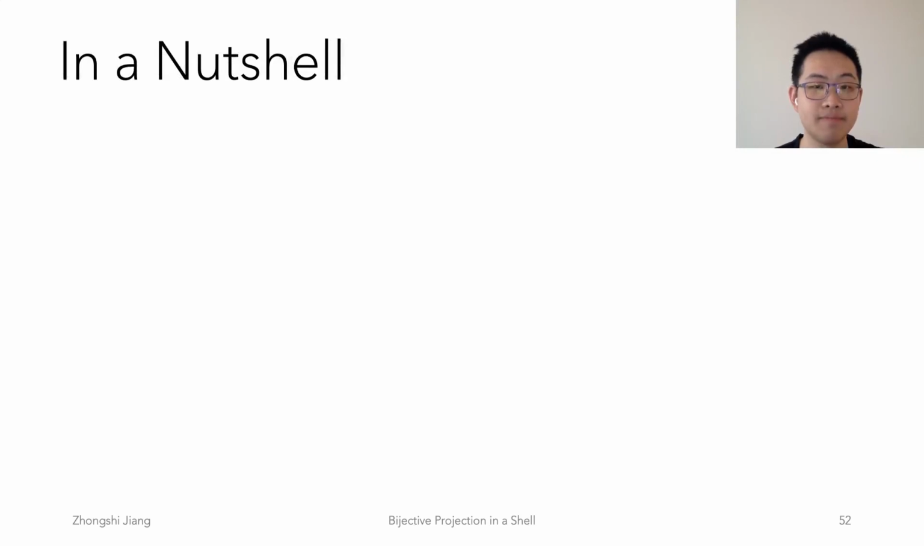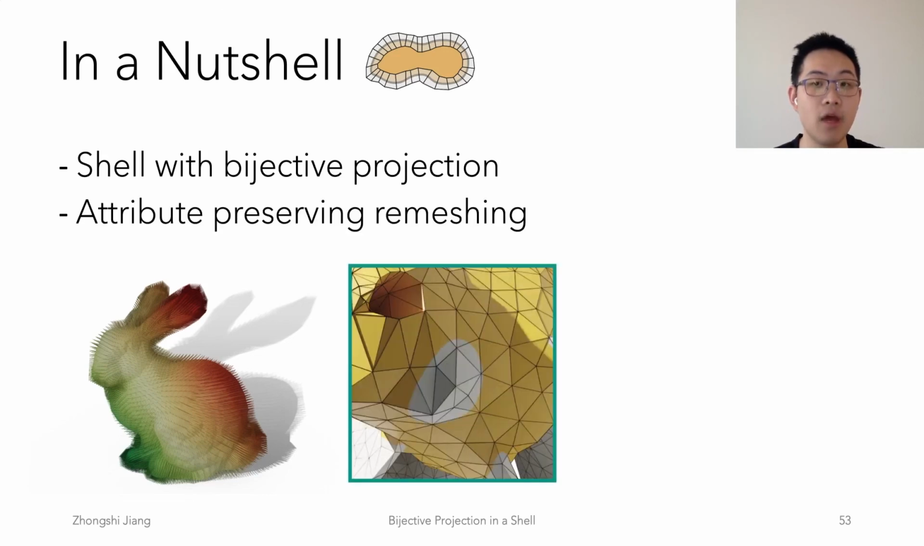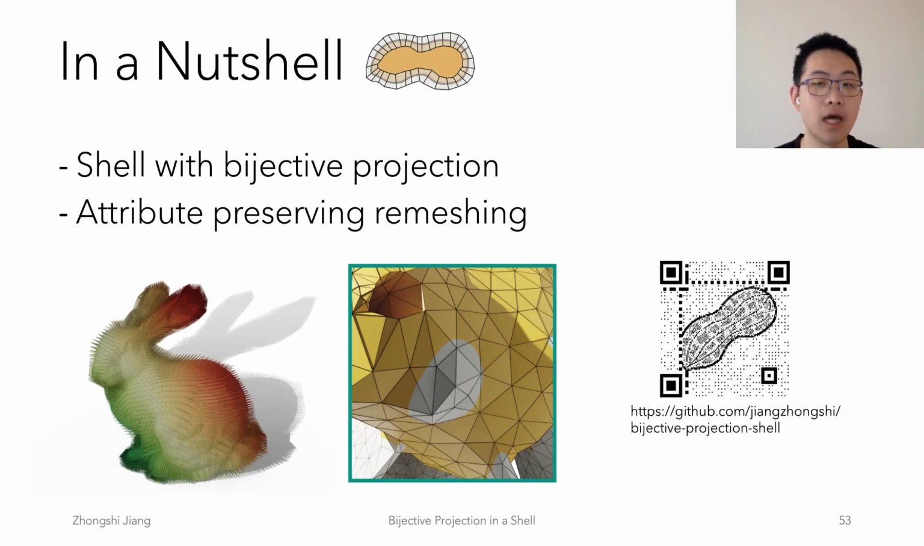Let's summarize. In this talk, we propose an algorithm to build a shell and the bijective projection operator inside. Furthermore, we present a remeshing algorithm that is able to preserve correspondence and attributes from the input bijectively. We also open source our implementation and would very much welcome you to try it out.